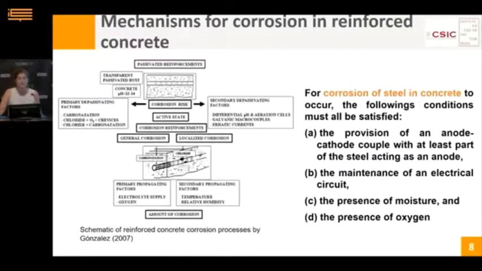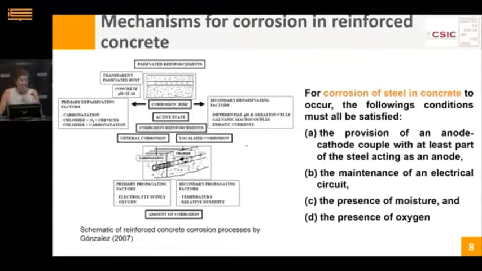For corrosion of steel in concrete to occur, the following conditions must all be satisfied: the provision of an anode-cathode couple with at least part of the steel acting as anode, the maintenance of an electrical circuit, free-flowing ions, the presence of moisture, and the presence of oxygen.